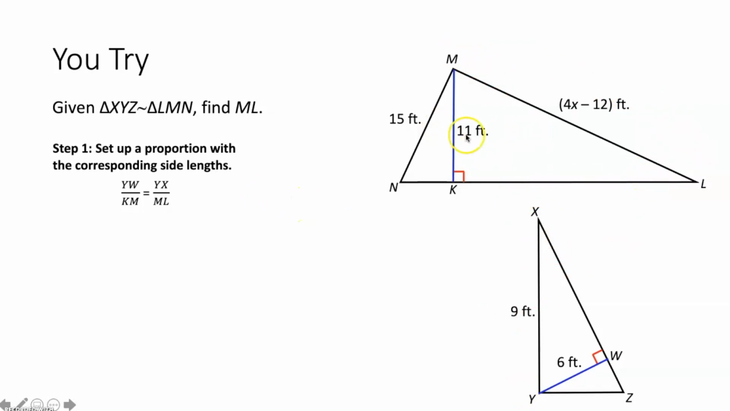Now we can substitute in the measures of those given segments, and we can solve for x. Perfect. So how do we solve a proportion? We need to cross multiply. We've got to use the cross product property. So we're going to multiply across and set the two products equal to one another.